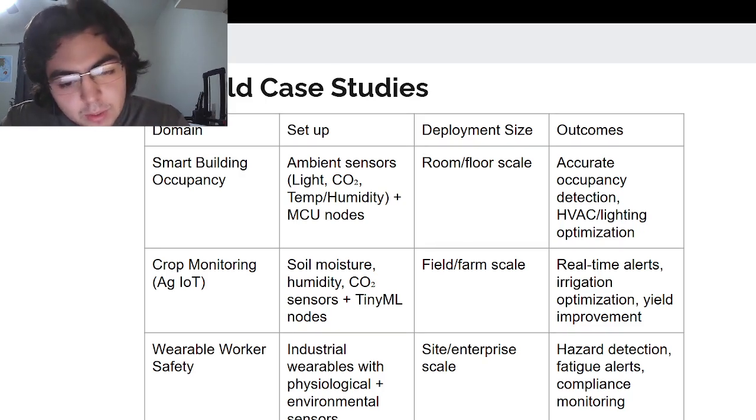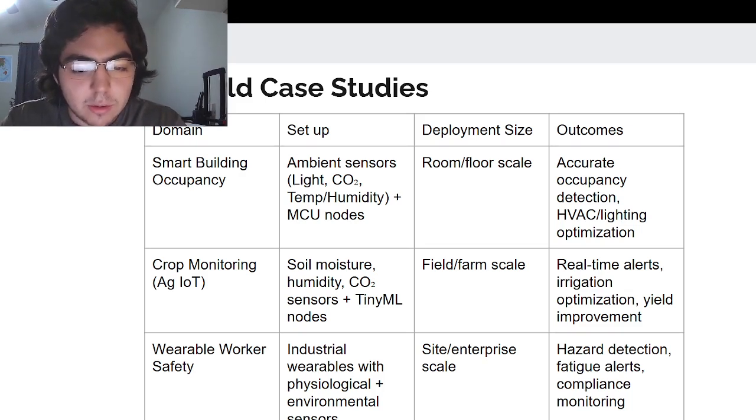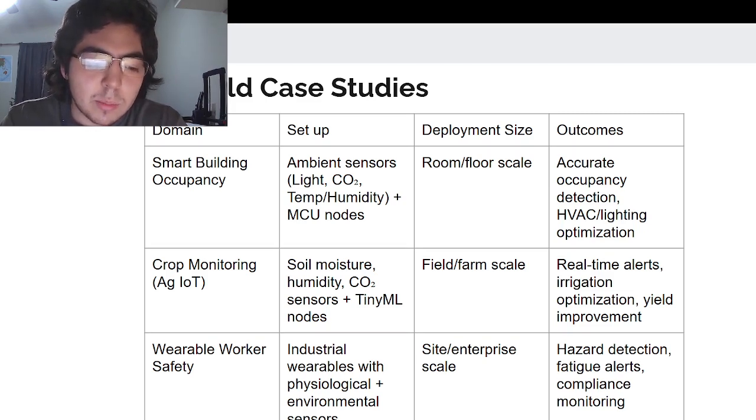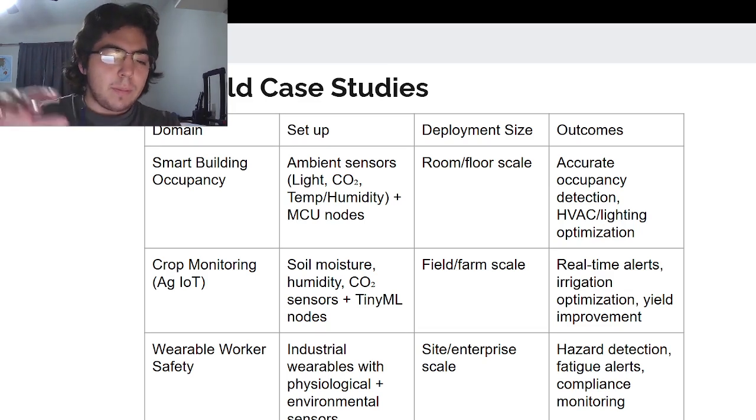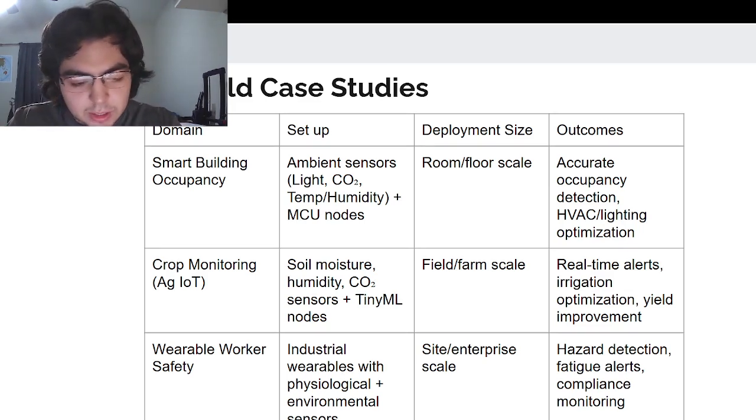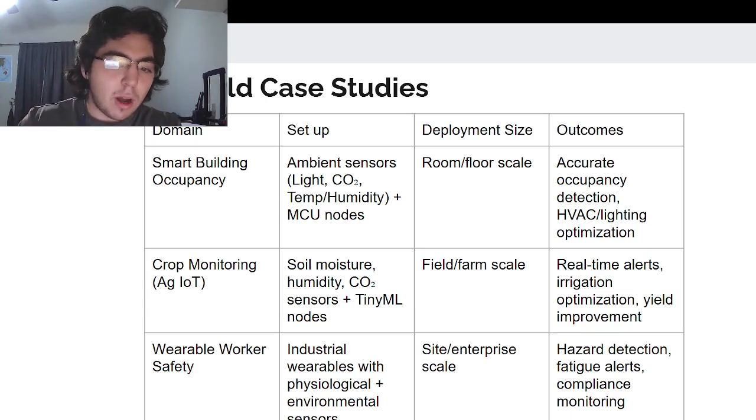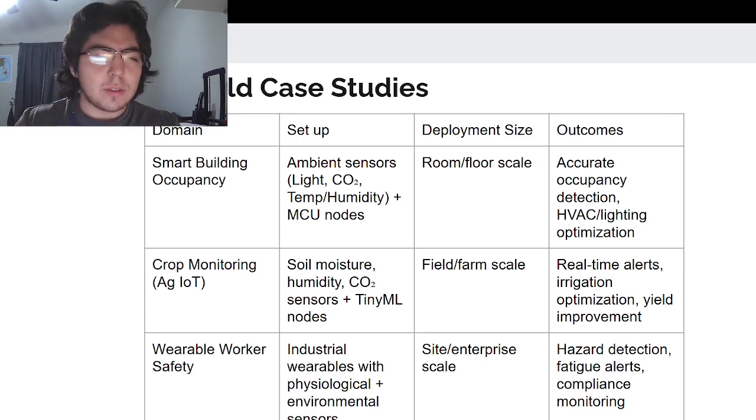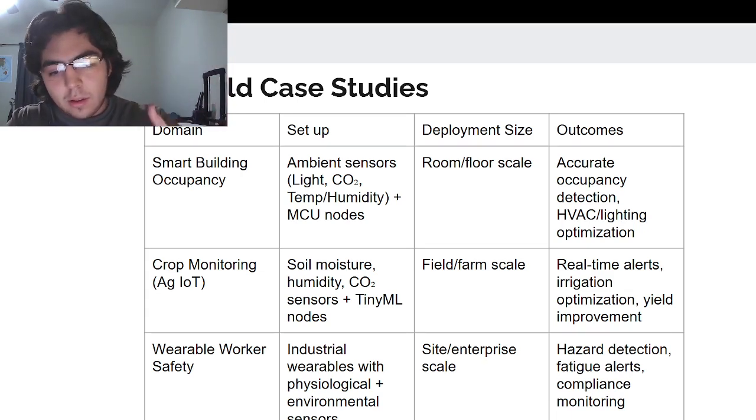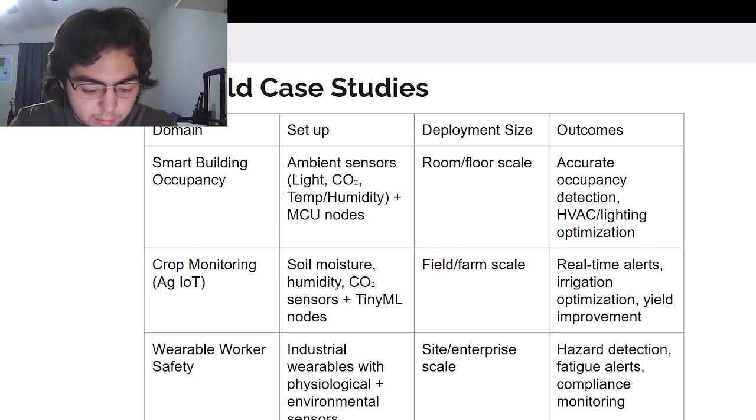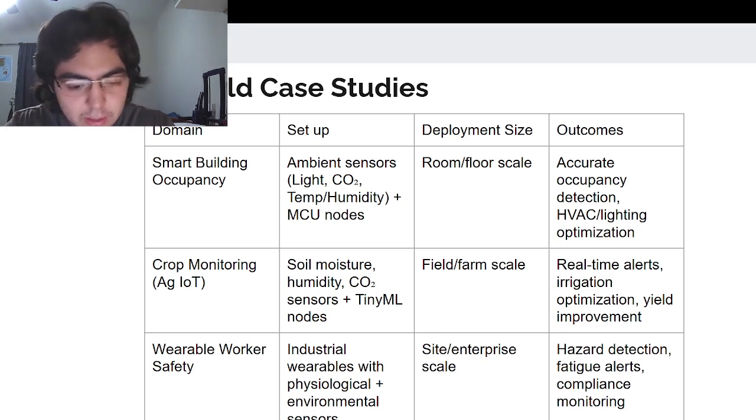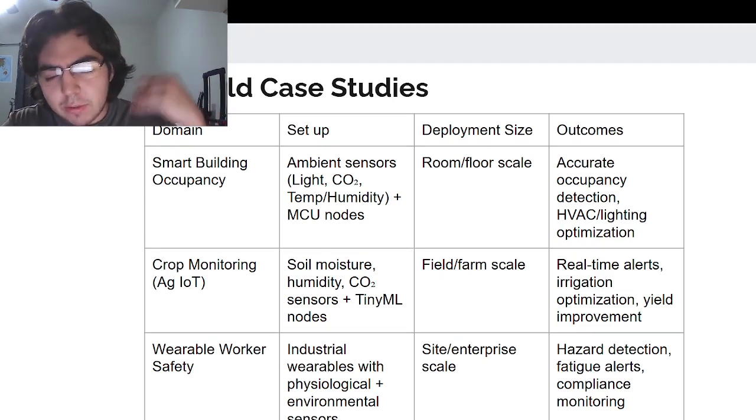Wearable worker safety: industrial wearables with physiological and environmental sensors, site and enterprise scale, hazard detection, fatigue alerts, compliance monitoring. So this would be like every employee on a job site wearing a node, and that node would read information off of them to see if maybe their heart rate is too high, then call the on-site medic to go and maybe do a physical on them. Tell them that they need to take a 5-minute break. Sometimes workers forget to do these things.